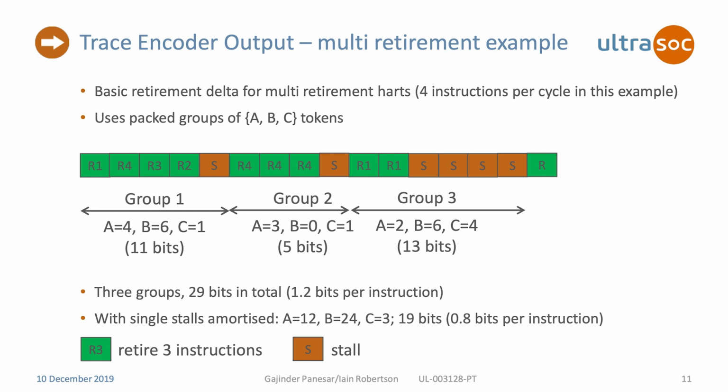So we apply the same process for the other 2 groups. Here, we have 29 bits in total, 1.2 bits per instruction. So still pretty efficient. But this might still not be accurate enough for some people.